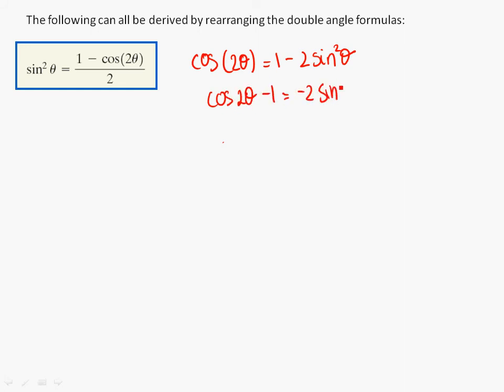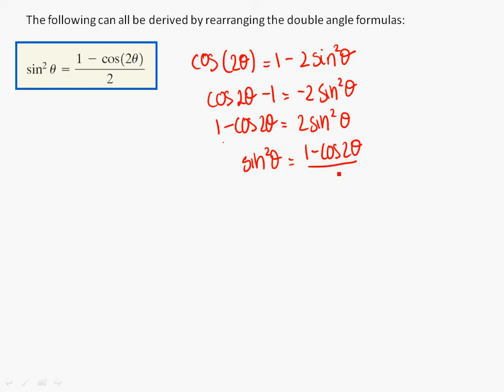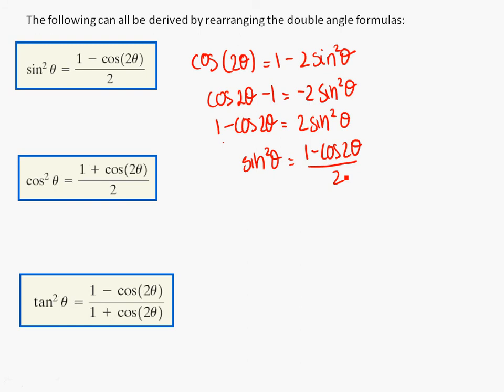Are we okay with this? Take away the negative, so this becomes 1 minus the cosine of 2 theta is 2 times the sine squared of theta, divide by 2. So the sine squared of theta is 1 minus the cosine of 2 theta divided by 2. Okay, this one and this one can be found similarly.